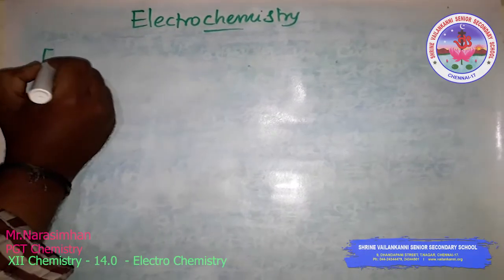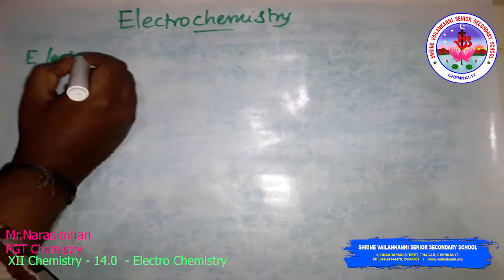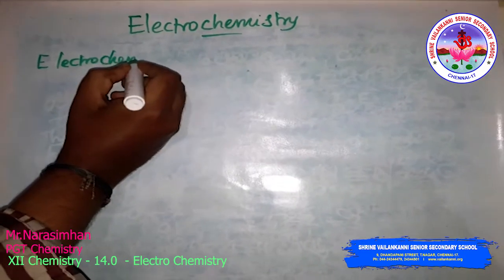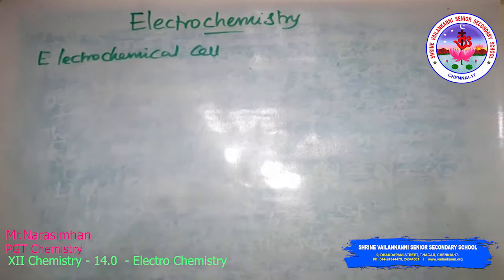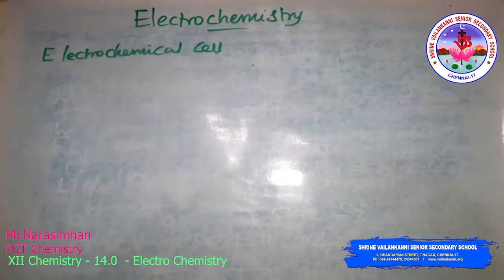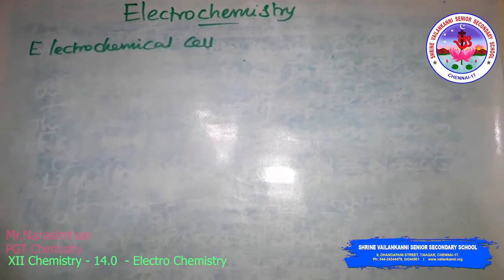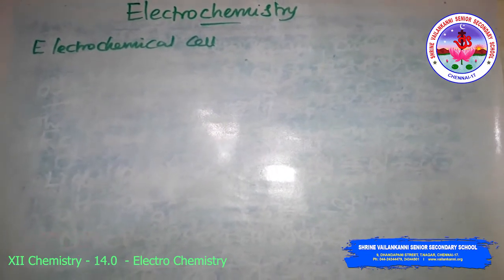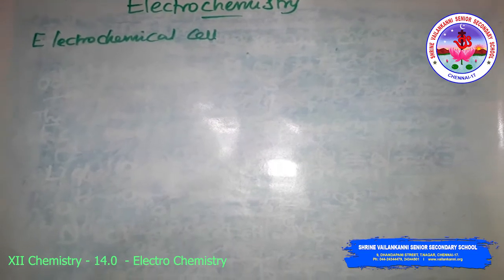Electrochemistry, the new chapter. First, we already learned about the electrochemical cell. What is that electrochemical cell? You will learn in class 11 that it is the redox reaction. The redox reaction is just the connecting link to this electrochemistry. First, you must know the Daniel cell. What is the Daniel cell?